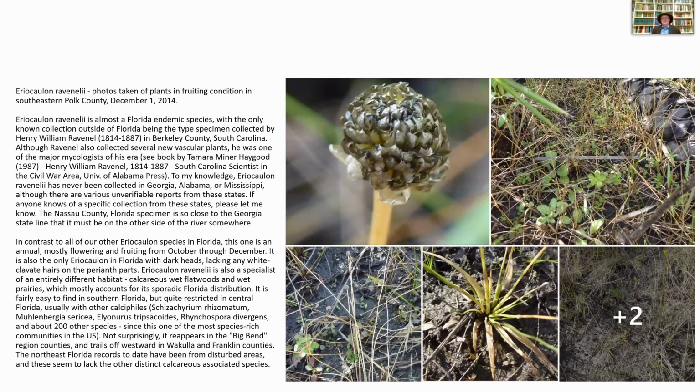I've also been doing this a lot and sharing a lot of this online through the Florida Flora and Ecosystematics Facebook group.